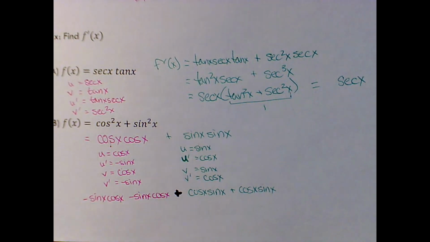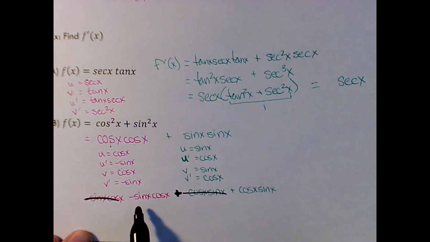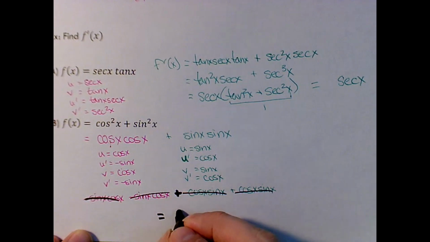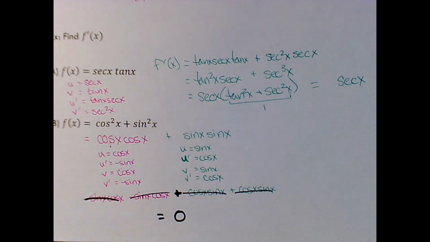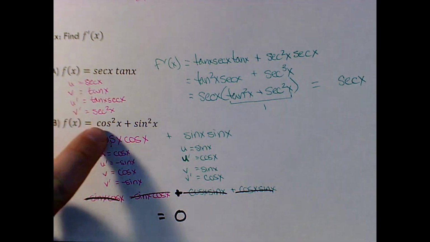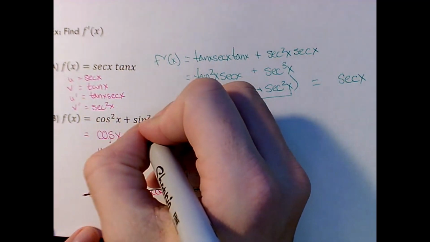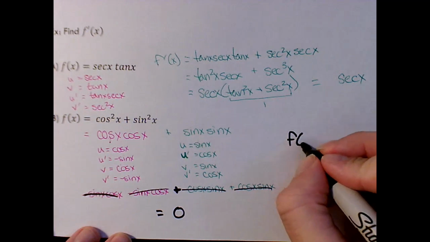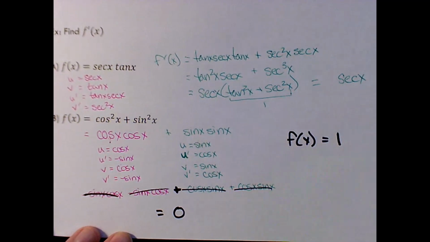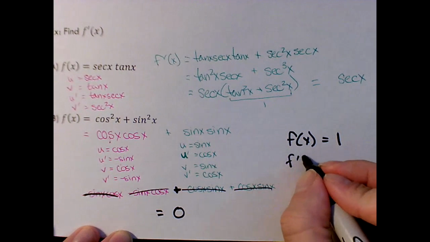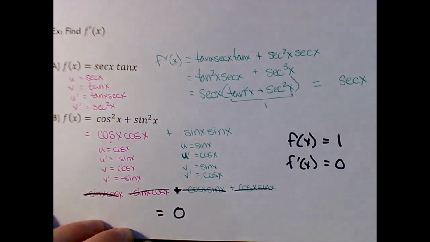Let's get that Sharpie back. Negative sine x cos x, sine x cos x, cancel. Negative sine x cos x, sine x cos x, cancel. Zero. Now, how in the blazes did I take that guy and predict that I would get zero with all this mess in front of us? Well, because sine squared x plus cos squared x is one, which means the derivative of one is zero.